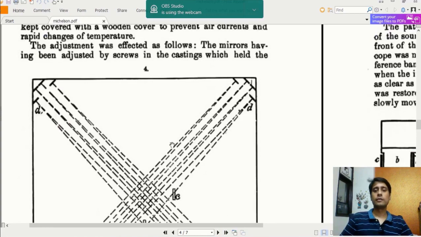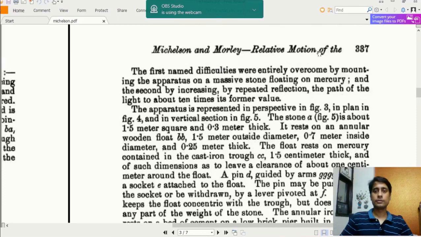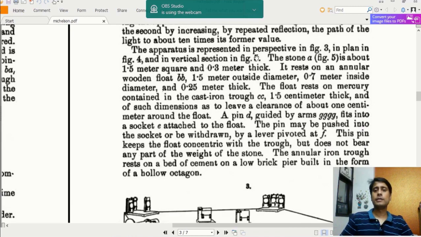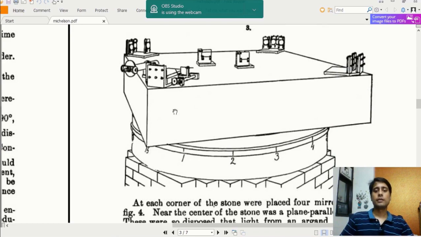So let's come back to the page where we left. And the second, by repeated reflection, the path of the light is increased to about 10 times its former value. So by using those mirrors, the path length is increased by 10 times. The apparatus is represented in the perspective figure 3. So we have the whole apparatus here in the perspective figure. We will explain everything one by one along the paper.